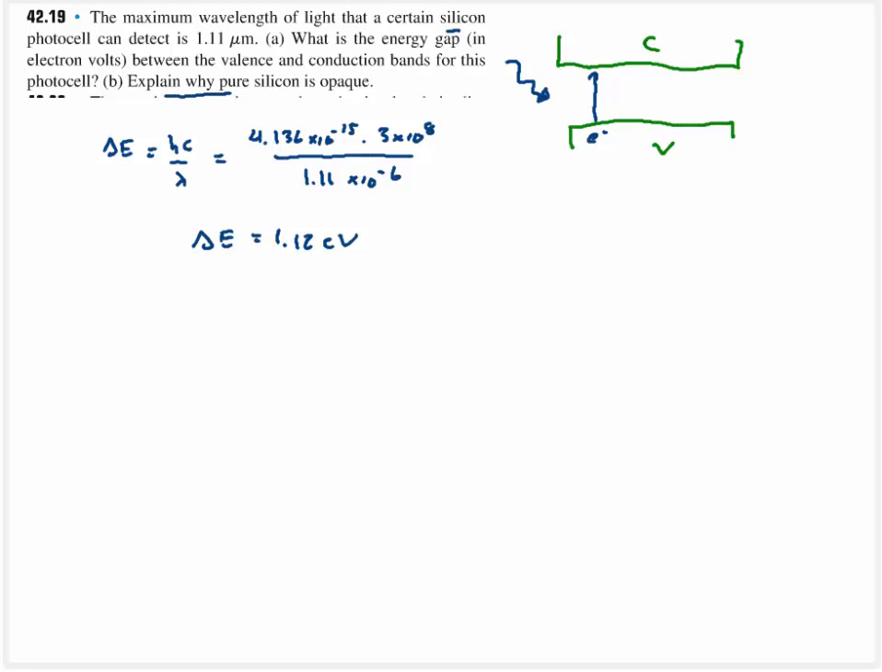Now, why is pure silicon opaque? Well, if you think about it, this is in the infrared, and visible light is going to have a lower wavelength. Lower wavelength means more energy, and so visible light would be able to excite this guy, and it would be absorbed. So we're not going to be able to see through pure silicon.